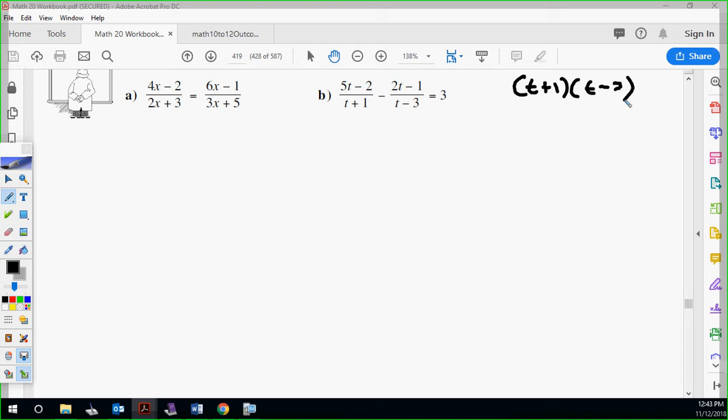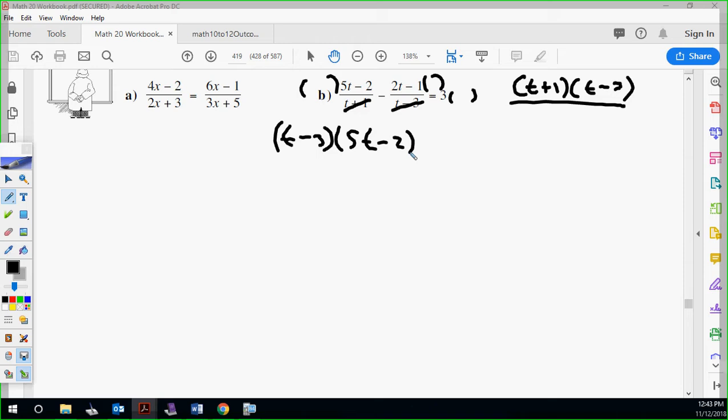The t plus 1's going to cancel and the t minus 3's going to cancel. We have to FOIL here. So you guys see this? This group right here is going to go to here, and to here. You guys okay with that? And so when you do that, the t plus 1's going to cancel. The t minus 3 is going to cancel. So what this is going to be is t minus 3 times 5t minus 2 is the left side, minus t plus 1 times 2t minus 1 equals 3 times t plus 1 times t minus 3.